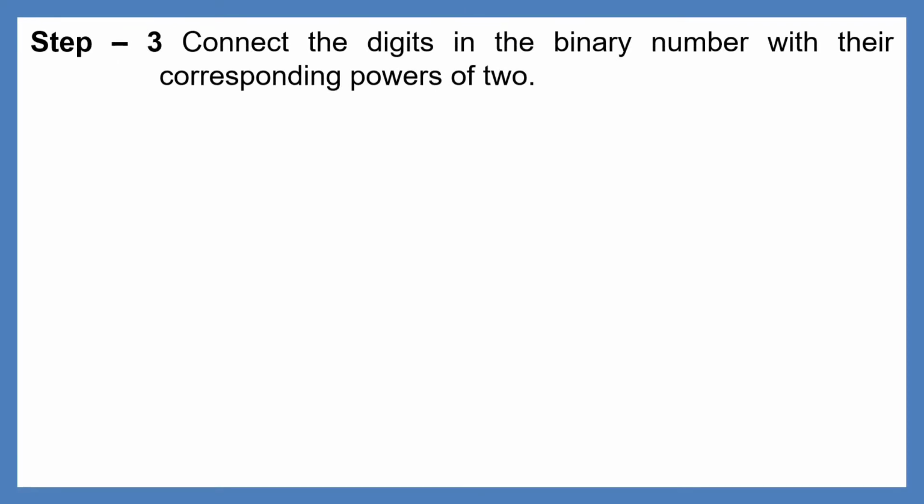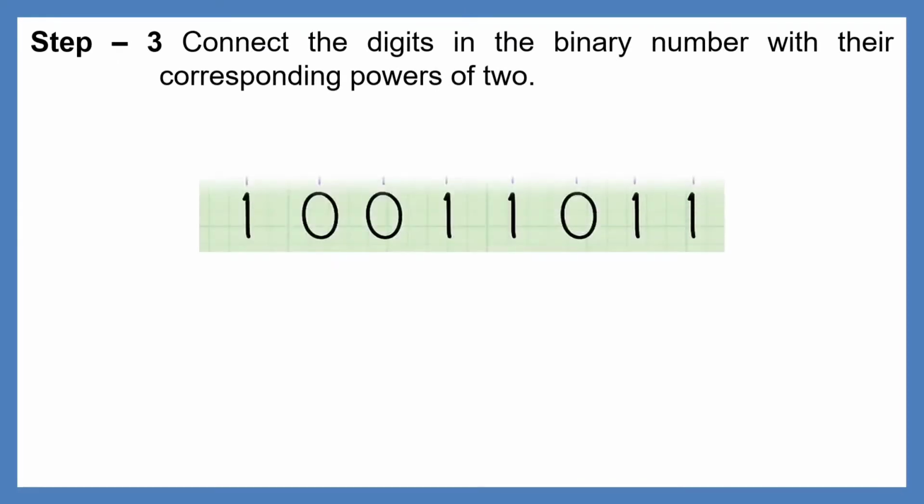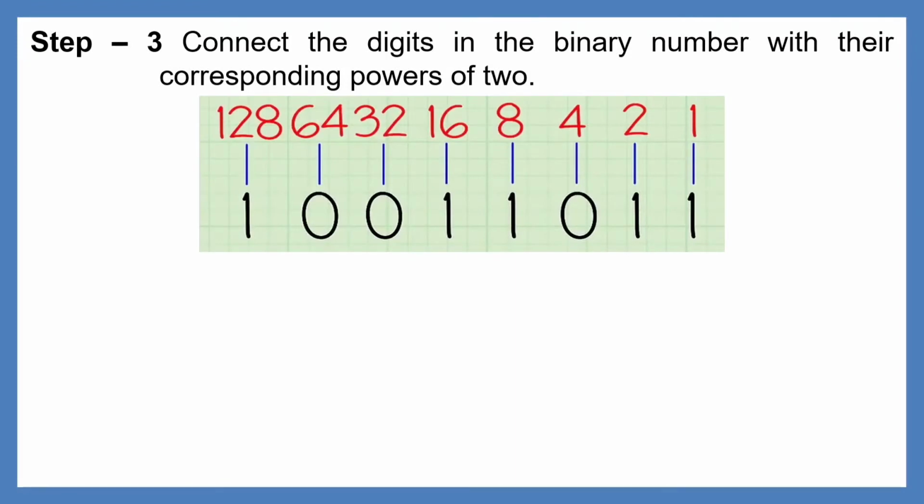Next, connect the digits in the binary number with their corresponding powers of 2. As you can see, we have 1, whose corresponding power of 2 is 128, 0 for 64, 0 for 32, 1 for 16, 1 for 8, 0 for 4, 1 for 2, and 1 for 1.